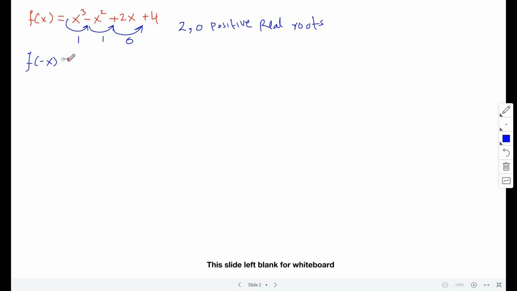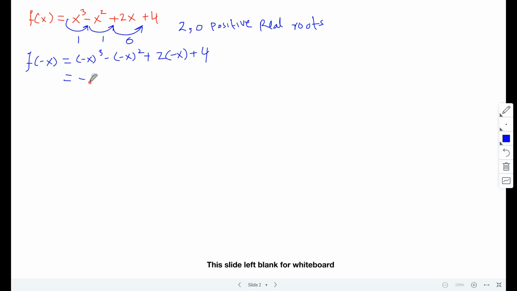Now I have to find the negative real roots. So first I take negative x: minus x to the power 3 minus x to the power 2. Wherever we have x, I have to replace it with negative x, plus 4. Now I have to open the brackets. Taking the power 3, which is an odd number, it will retain the sign. It will not change the sign.